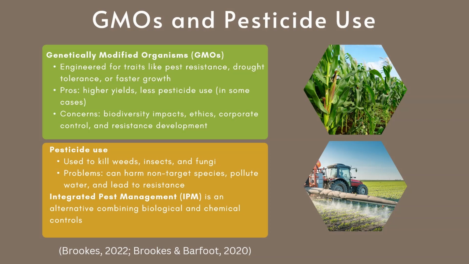So now we're going to talk about genetically modified organisms and pesticides. Genetically modified organisms, or GMOs, are crops whose DNA has been intentionally altered to give them specific beneficial traits. Instead of relying on traditional breeding, genetic engineering directly inserts those characteristics, such as pest resistance, drought tolerance, faster growth, or enhanced nutritional content, into the plant's genome.